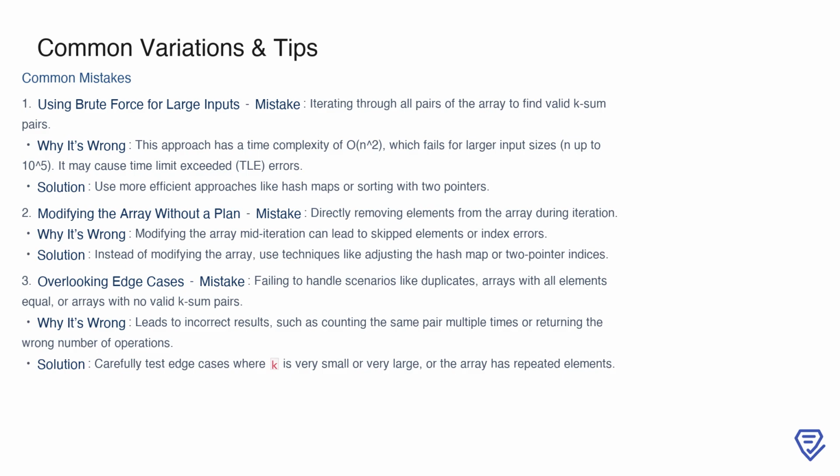Another frequent mistake is modifying the array directly while iterating through it. This can cause unintended behavior, like skipping elements or encountering index errors. Instead, you should use strategies like adjusting the frequency map in the hash map approach or simply manipulating indices in the two-pointer method. Lastly, overlooking edge cases is a critical error. These include scenarios involving duplicate values, arrays where all elements are the same, or cases where there are no valid k-sum pairs. Failing to account for these can lead to counting errors or incorrect results.